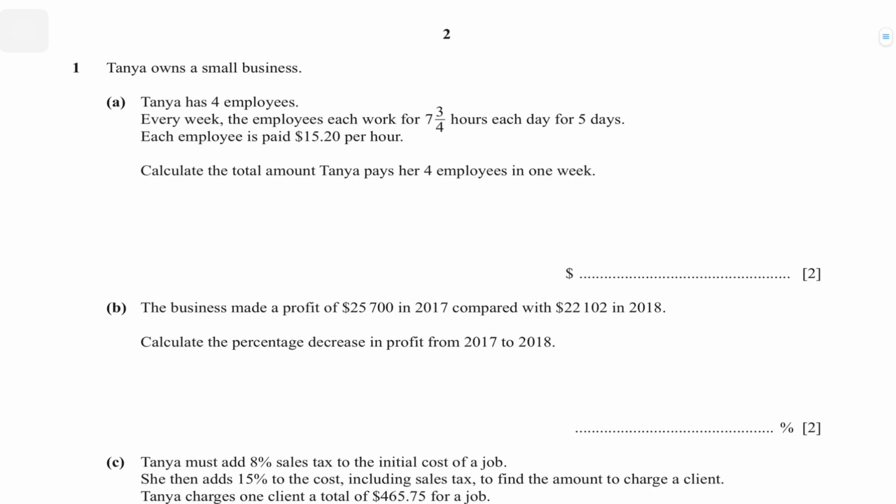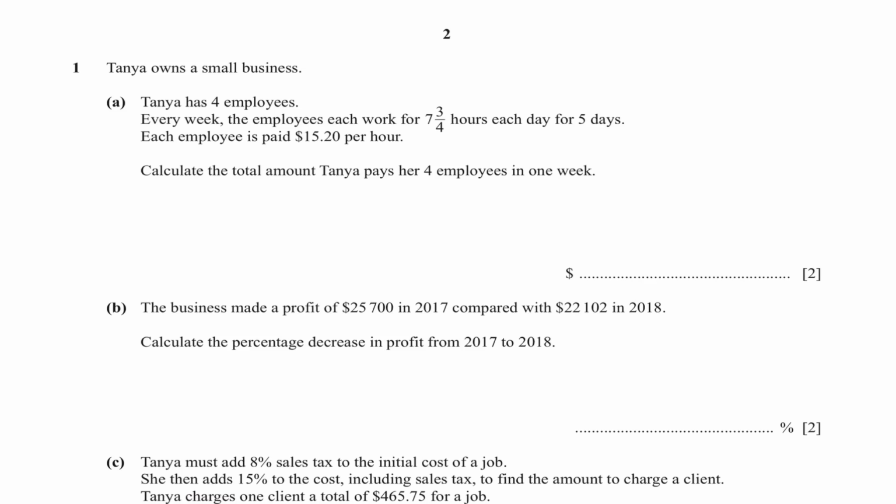So in question number 1 it says Tanya owns a small business. Tanya has 4 employees. Every week the employees each work for 7 whole 3 over 4 hours each day for 5 days. Each employee is paid 15.20 per hour. Calculate the total amount that Tanya pays her 4 employees in 1 week. Okay, so that's a pretty straightforward question.